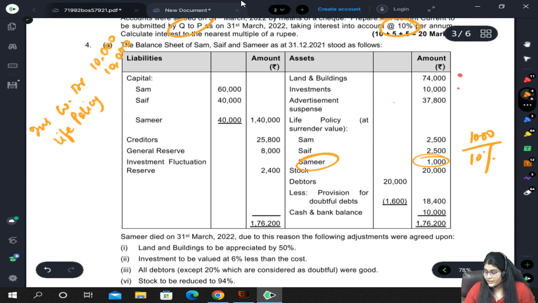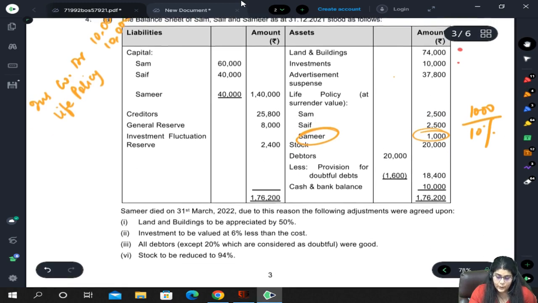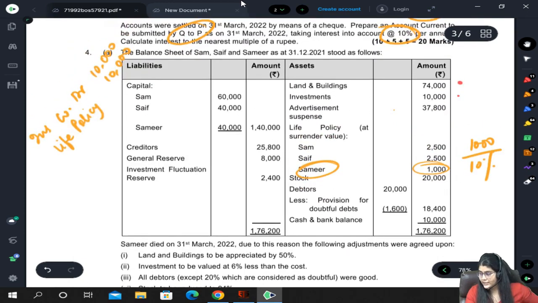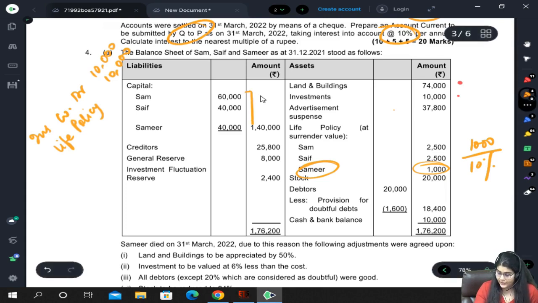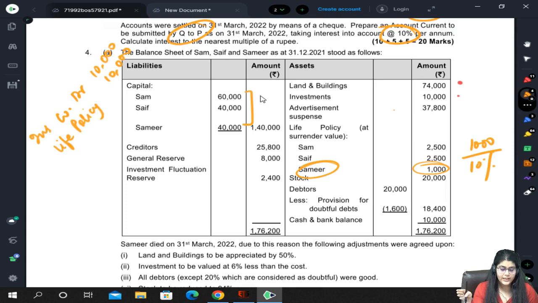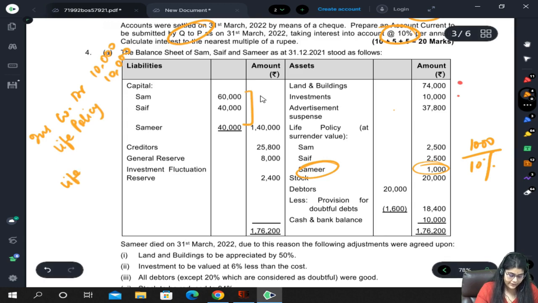Right? Now for this 10,000 we had to pay 1000. So the balance is 9,000, and this will be distributed. The balance in the life policy account of 9,000 will be distributed between these three. Since nothing is mentioned, we will distribute it equally as 3000, 3000, 3000. So life policy to Sam, Saif and Samir capital account, 9,000 distributed as 3, 3 and 3. Clear?